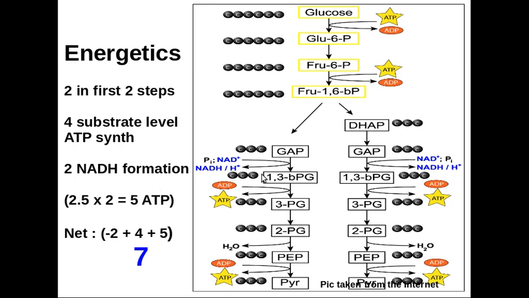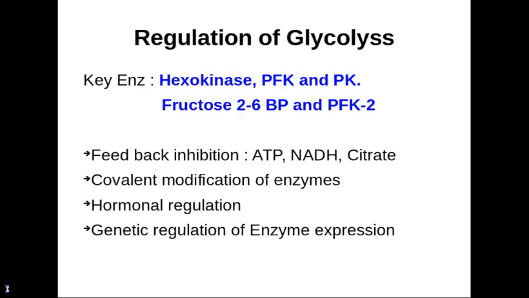Then we're getting two NADH, one from the dihydroxyacetone phosphate and one from the glyceraldehyde 3-phosphate. So 2 NADH, that is 5 ATPs, and 4 substrate level phosphorylation. So if you add them together, -2 plus 4 plus 5, that is a net of 7 ATP molecules or high energy bonds produced in each step of each reaction of glycolysis. One glucose molecule yields 7 ATP molecules when it produces pyruvate via the glycolysis.